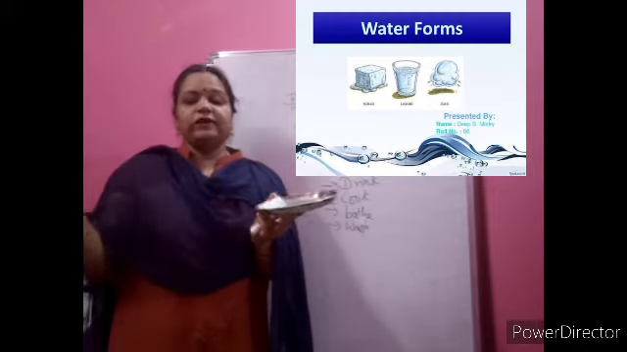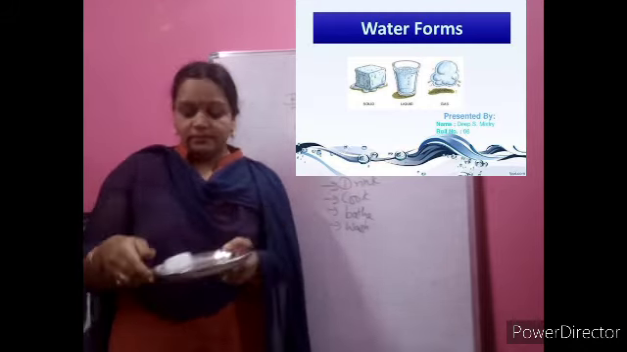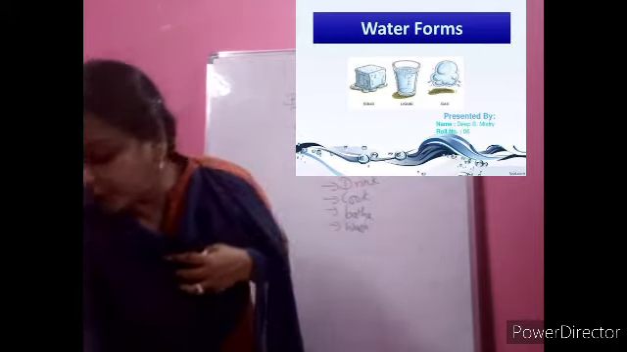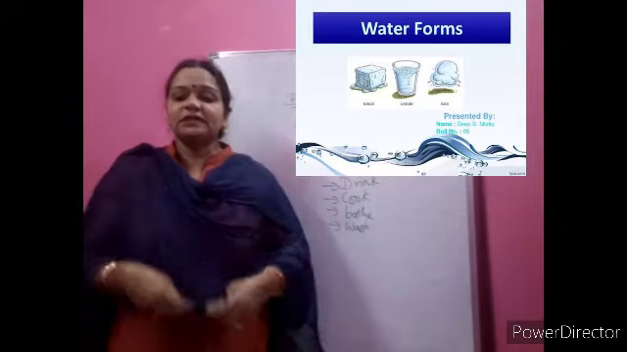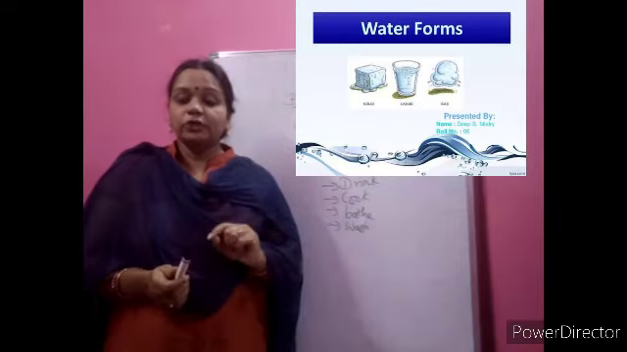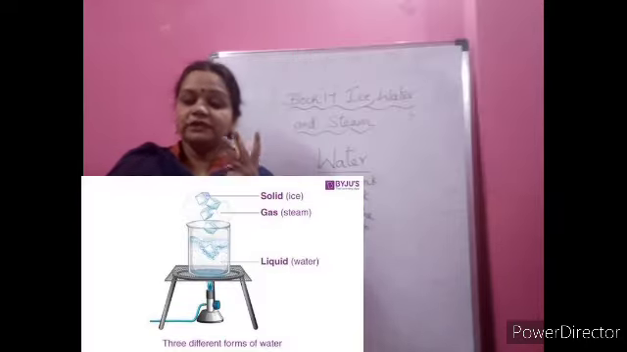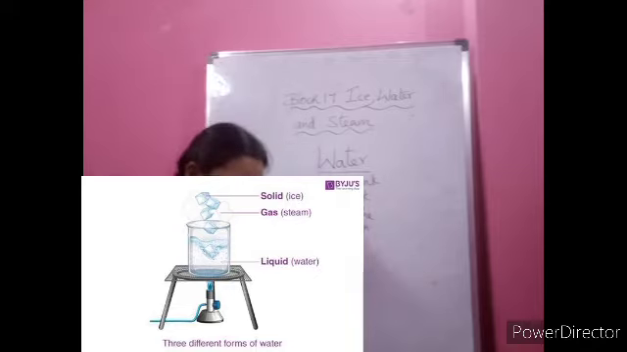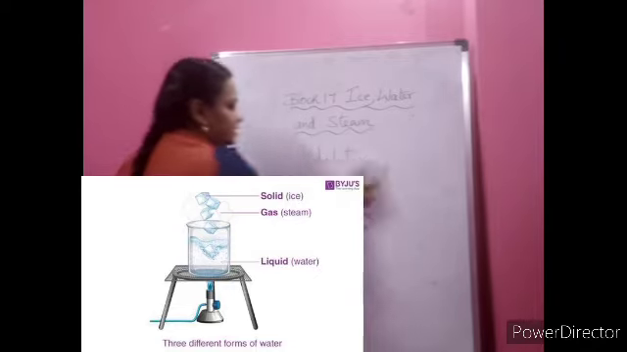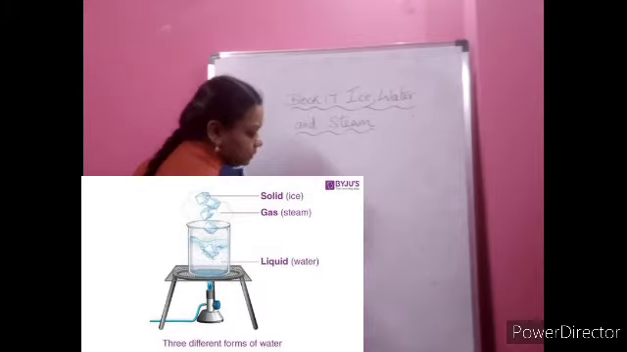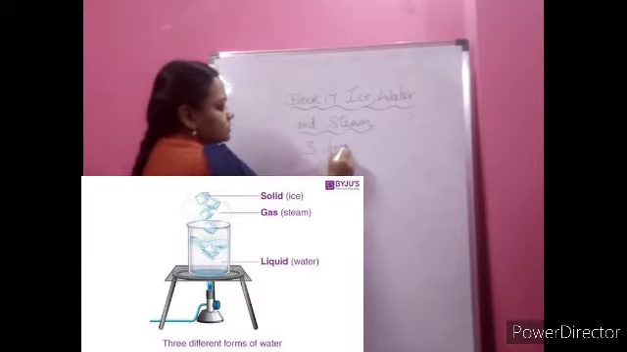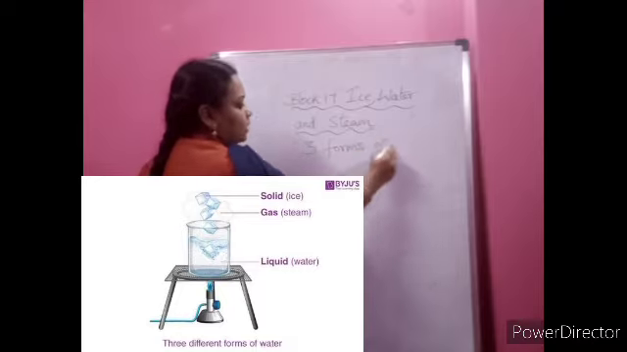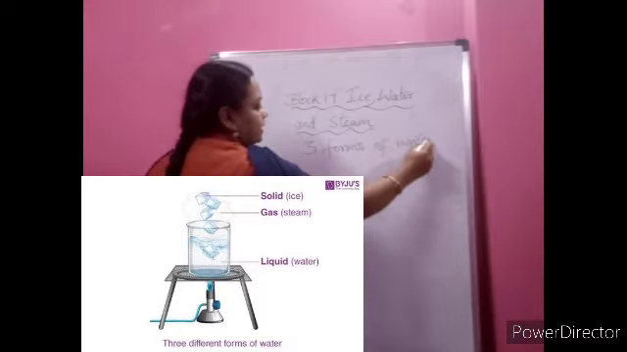So this water, if I take it and boil it, you know boiling also. When you boil, what will happen? Slowly you can see the steam coming up. The same water, we are able to see it in three forms. That is what we are going to learn today: three forms of water. What are they? Just now I have shown you three forms of water. All are water only, but they are in three forms.